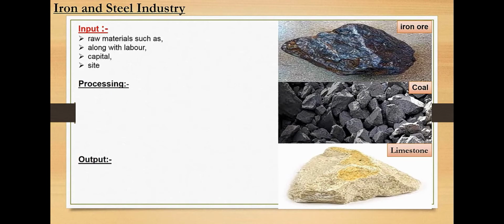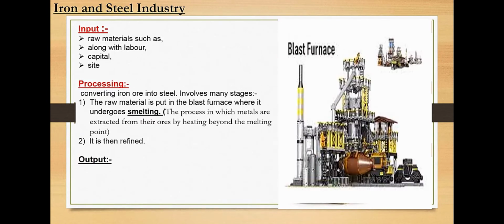Okay, these are the inputs, that is iron ore, coal and limestone. These are the three raw material inputs to the company. And labor, machines, capital, site, these are the other inputs for this iron and steel company. And what is the process involved to make this iron ore into steel? The main process in the iron and steel industry is called smelting.